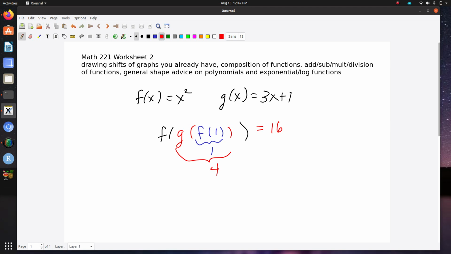Also, you can multiply these things together. You could say f of 3 times g of 4, and then you would calculate them both separately and multiply them together. And you proceed as you would expect. Okay, next idea.